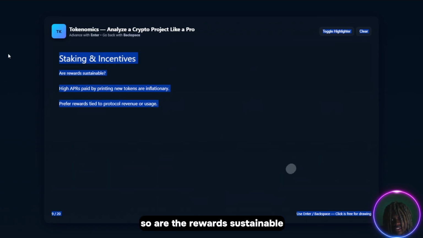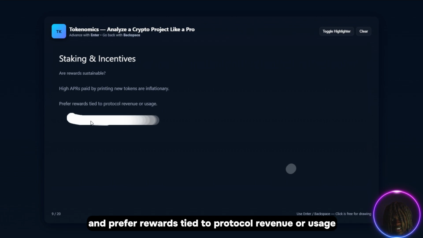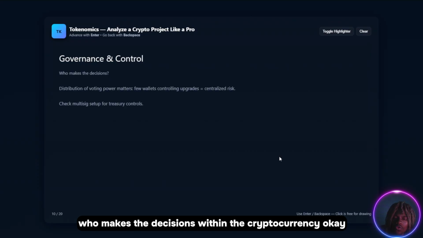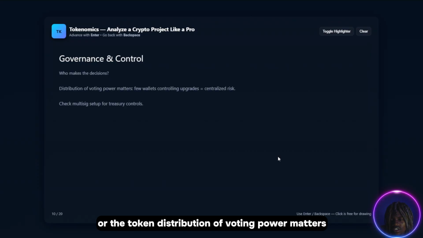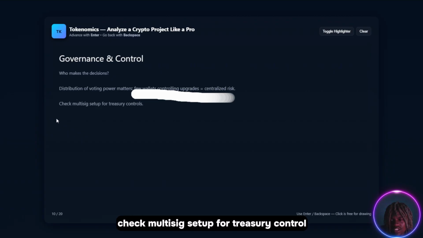So, are the rewards sustainable? High APRs paid by printing new tokens are inflationary, so prefer rewards tied to protocol revenue or usage. And governance and control: who makes the decisions within the cryptocurrency or the token? Distribution of voting power matters. Few wallets controlling upgrades equals centralized risk. Check multi-sig setup for treasury control.